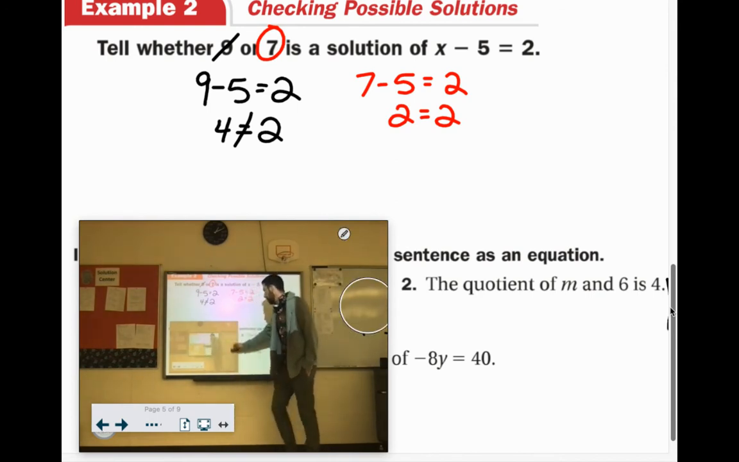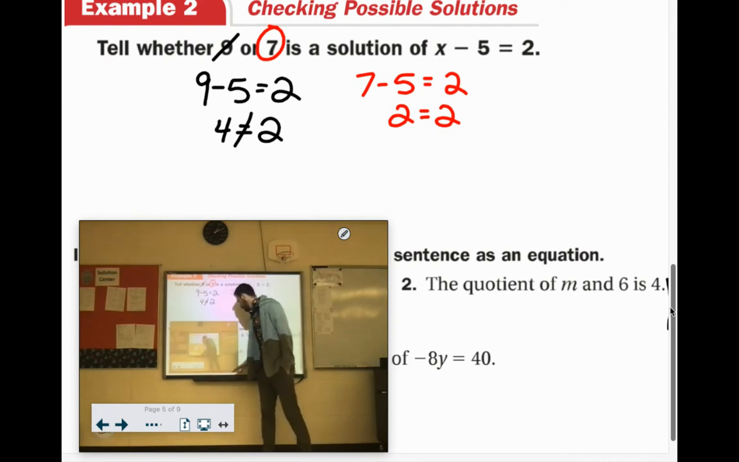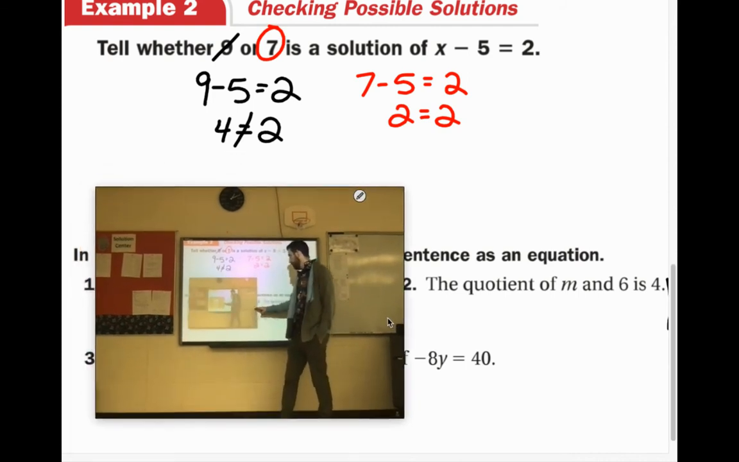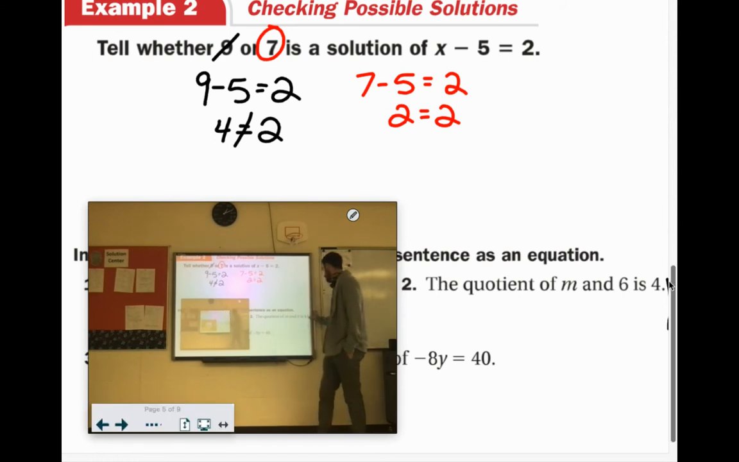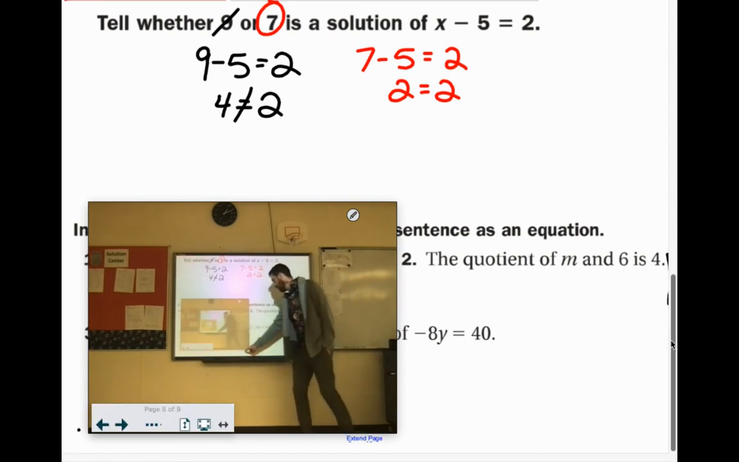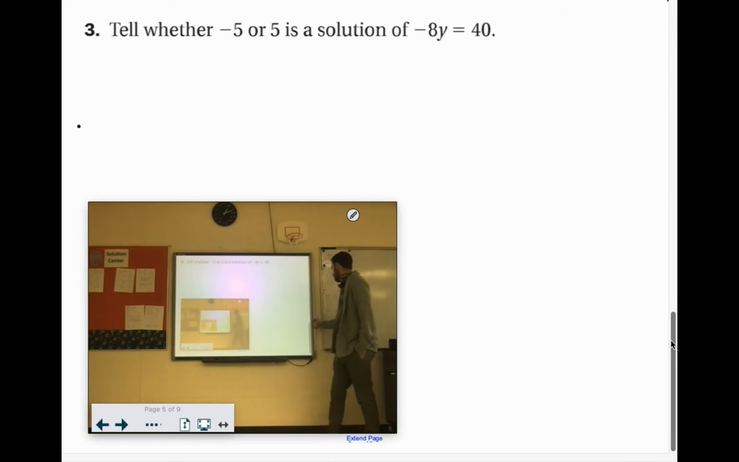Oh boy. All I'm trying to do is scoot down this thing. Can we do that? There we go. There's the extend page. There we go.